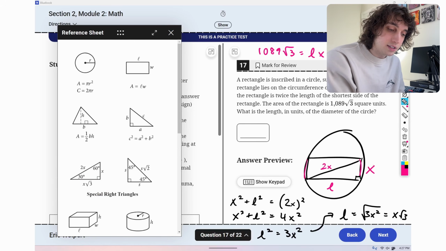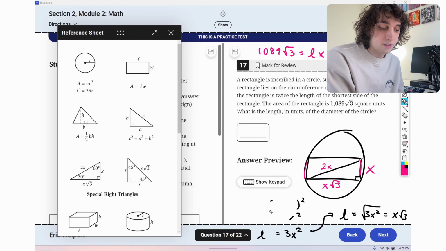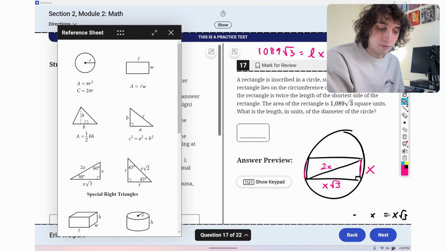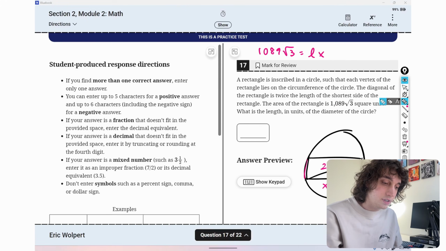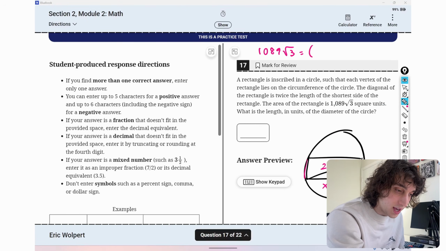And so we technically didn't need to do the Pythagorean theorem. If you acknowledge that this was a 30, 60, 90 triangle, then you could just say, okay, this means that the long side has to be x rad 3. And so now that we're here, we can replace this L with x rad 3.